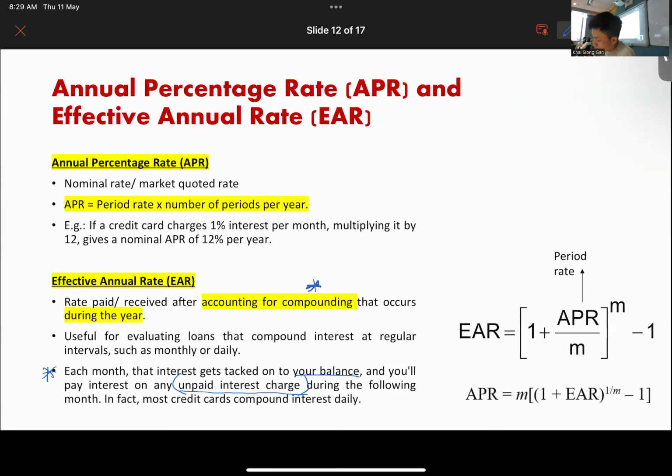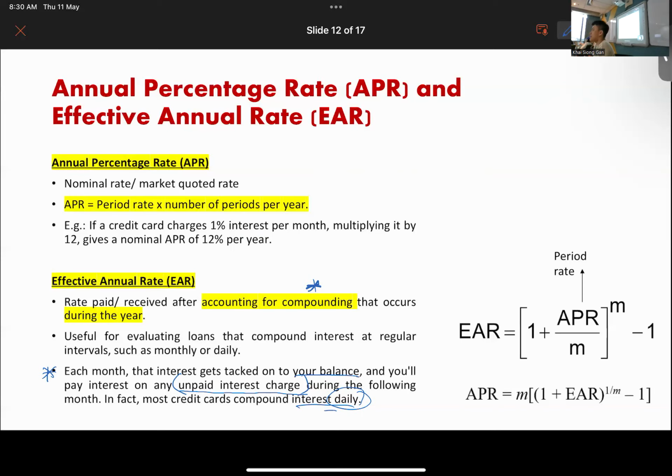Most credit cards compound interest daily, so therefore we can't just use APR. What we should use is actually EAR itself. EAR is also useful because sometimes, when you compare two different investments, one is compounded monthly and the other is compounded weekly, for example. In order to do the comparison, because their compounding periods are different, it is better to convert everything into EAR. Then things will be clearer.